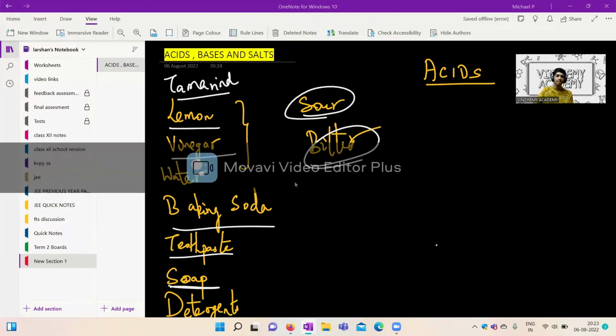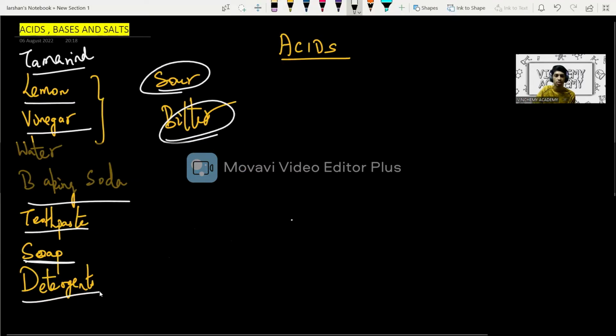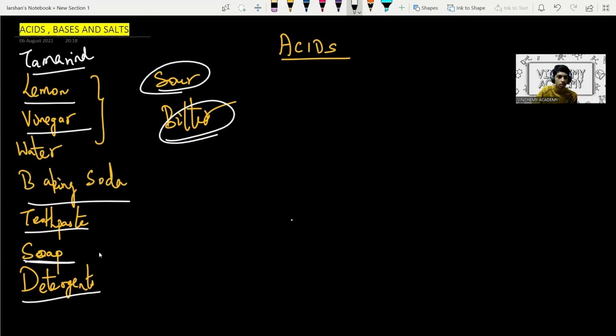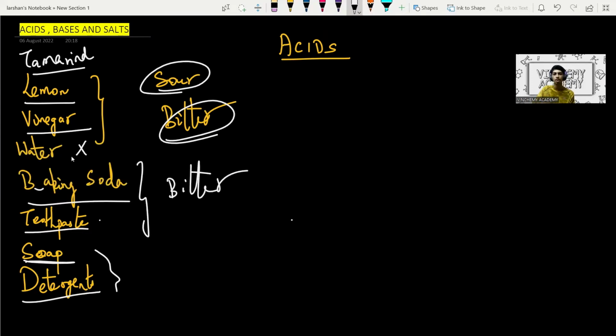There are some substances which are bitter, like baking soda and toothpaste. If you tasted soap water, that will also be bitter. Detergents also will be bitter, but we don't know, so let's just leave that. If you tasted baking soda, the one which you put in cakes to make them fluffy, that will be bitter. Toothpaste will be bitter. Water is tasteless, so it's neither sour nor bitter.